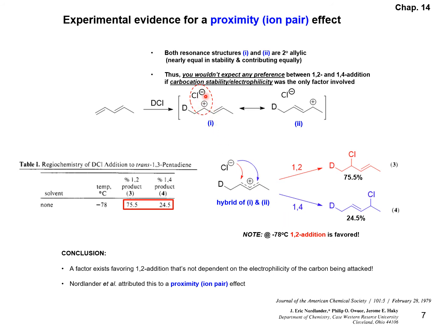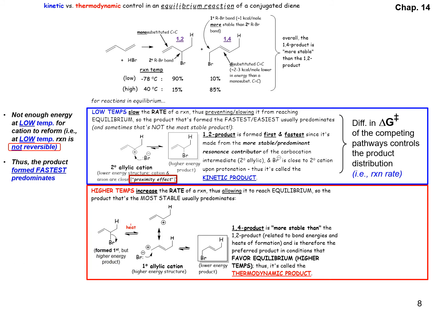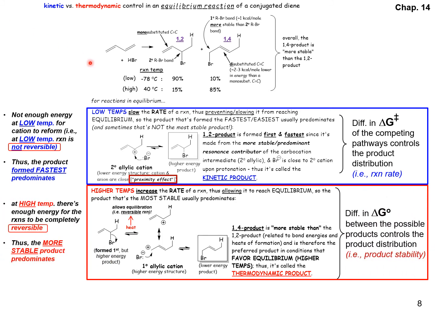Notice that in this case over here, the positive charge and the chlorine are much closer to each other than in this case over here. This leads to the 1,2 product. This would lead to the 1,4 product. So the proximity effect is apparently a real effect. When you run this reaction at higher temperature, 40 degrees, you allow the system to come to equilibrium. You're providing enough energy to the system that the reaction goes to equilibrium, and as you would expect, the more stable product predominates, the 1,4 addition product.